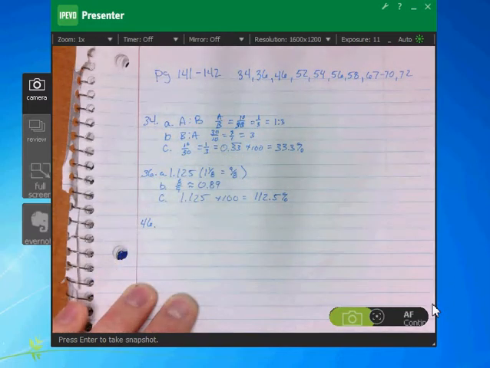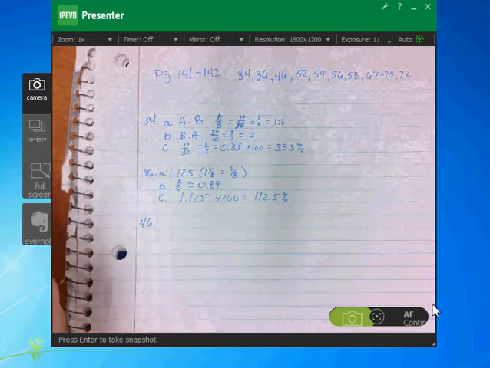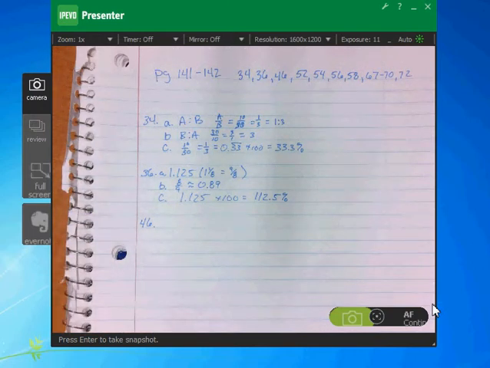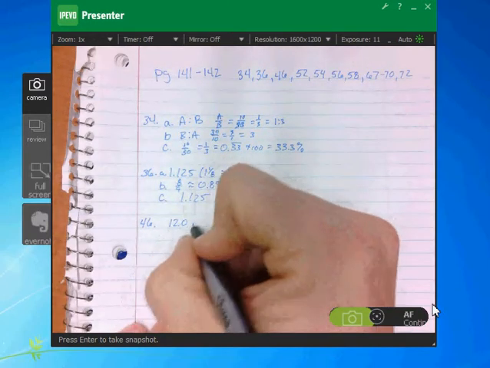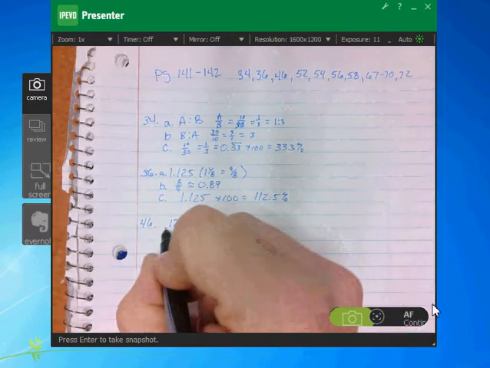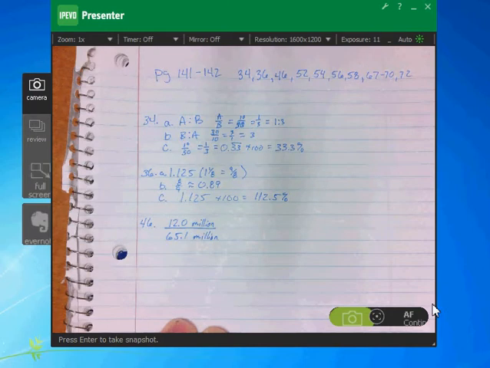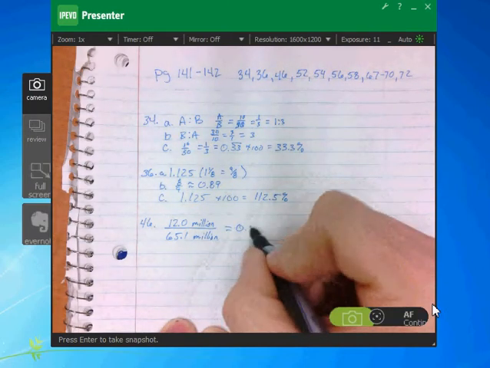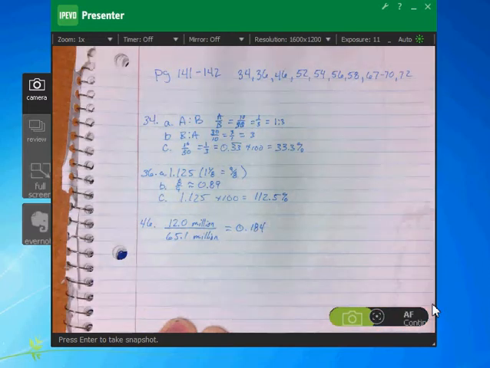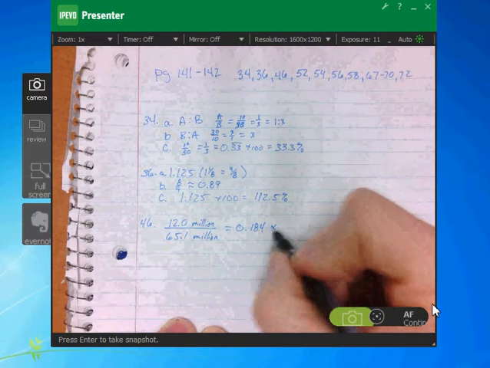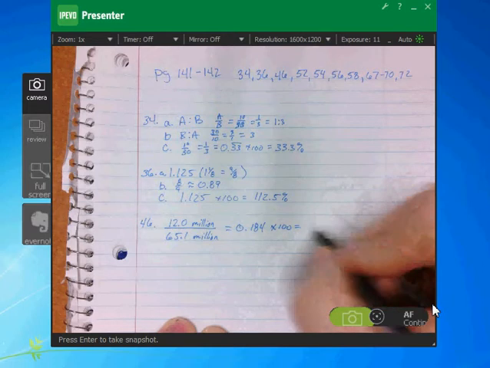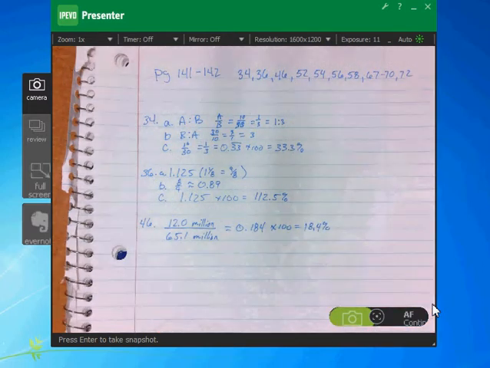Alright, for number 46. 46 is dealing with metric tons of beef that's produced. So we're looking for the first number as a percent of the second number. So our first number that's presented to us is 12 million out of 65.1 million. That's going to reduce to 0.184 as a decimal, and then if we times that by our 100 to get the percentage, we're going to end up with 18.4%.